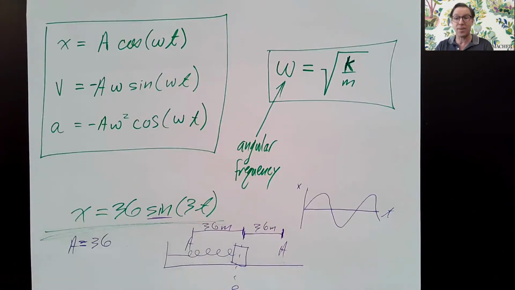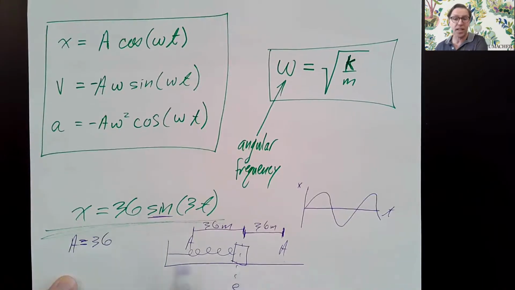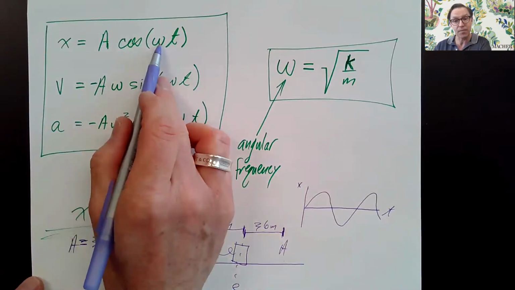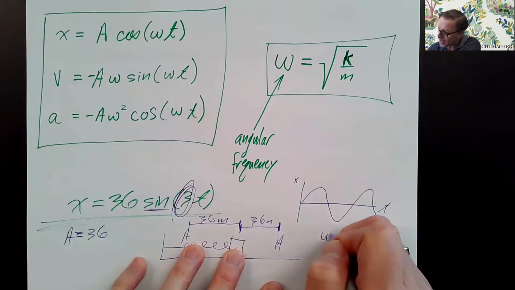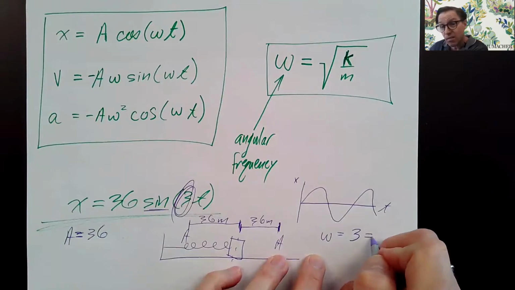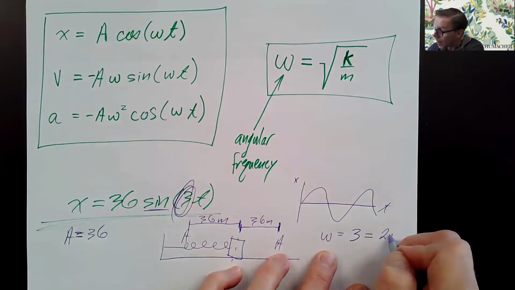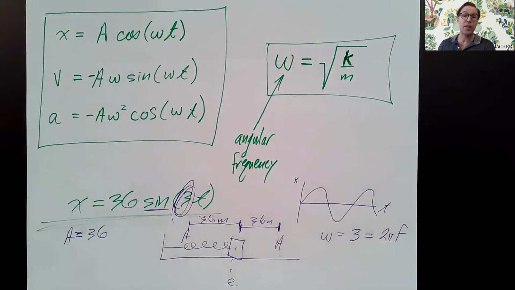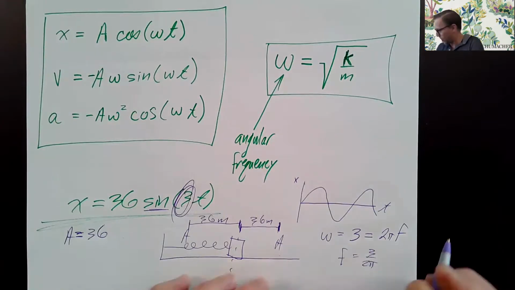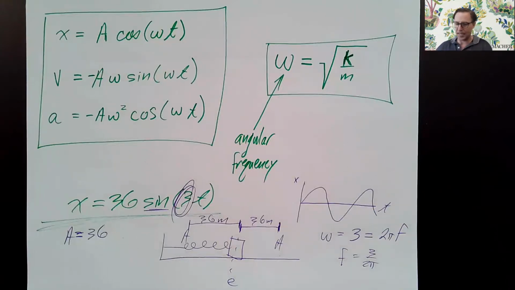Do I know anything else? Do I know anything about how fast it goes or how many oscillations it makes every second? Well, this 3 is equal to omega. So I know omega equals 3. Now remember, we said omega was also equal to 2 pi f. Does that sound familiar from a previous lecture? It should. So what that means is that the angular frequency is 3, or the frequency is 3 over 2 pi. Let's just stick that into the calculator really fast and see what kind of number we're talking about.